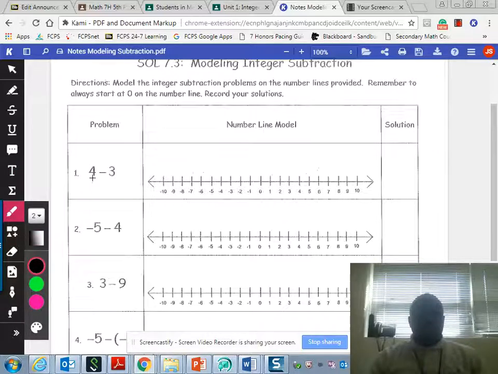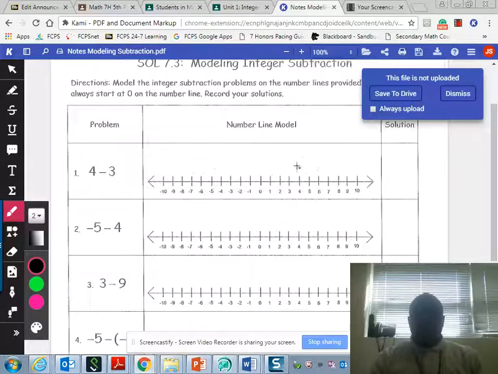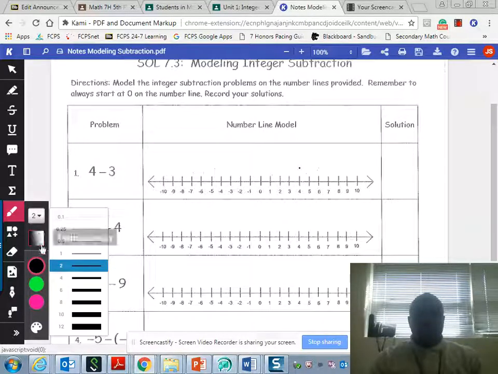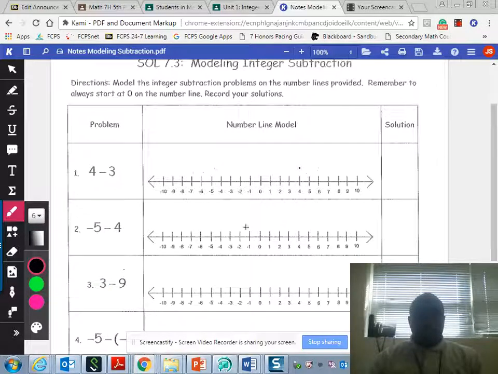The first one is 4 minus 3. We always start out where the first number is. The first number is 4, so we're going to put a dot there at 4. Let's make that a little bigger. Okay, so the first dot is at 4.